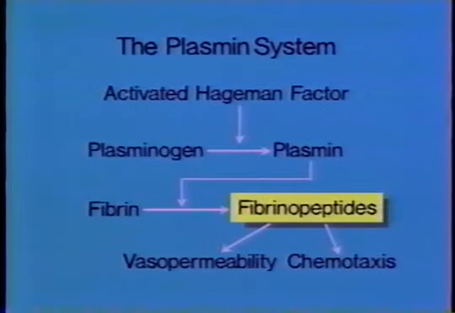The plasmin system also generates mediators of inflammation primarily by the release of split products from the degradation of fibrin. Serum plasminogen is converted to the active enzyme plasmin by activated Hageman factor. The split products of fibrin are chemotactic and can also enhance vascular permeability.